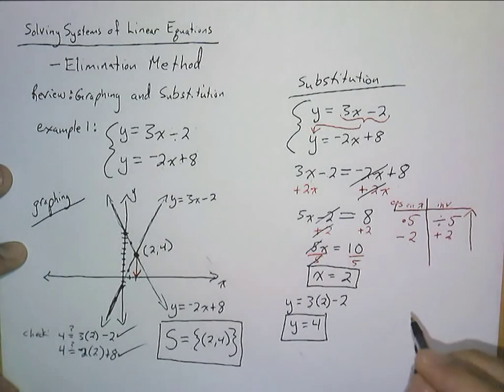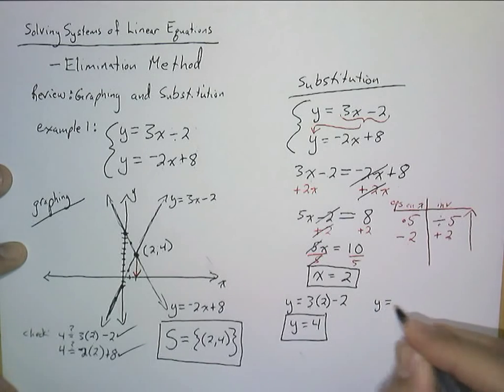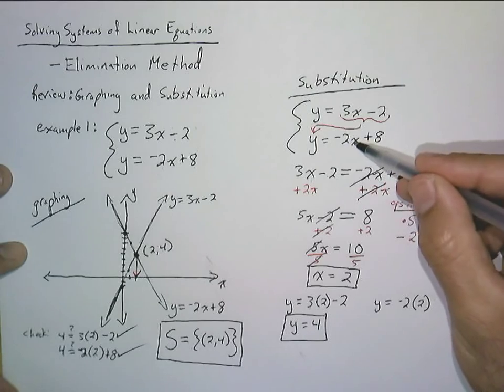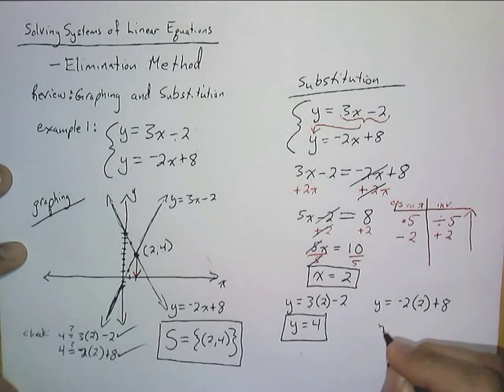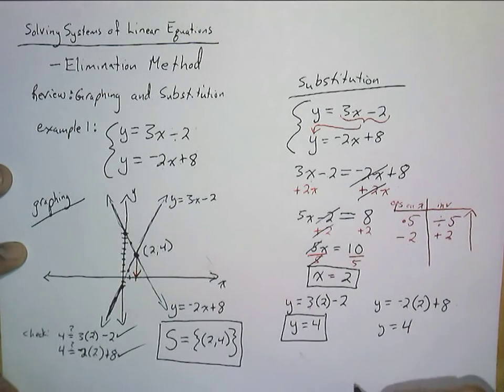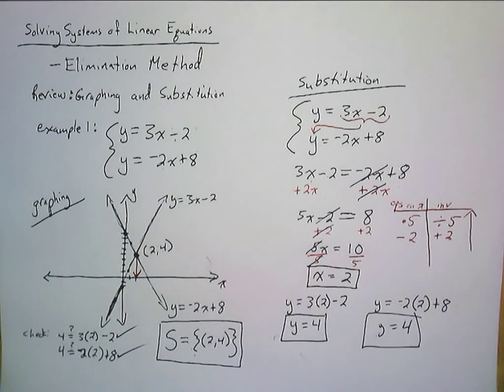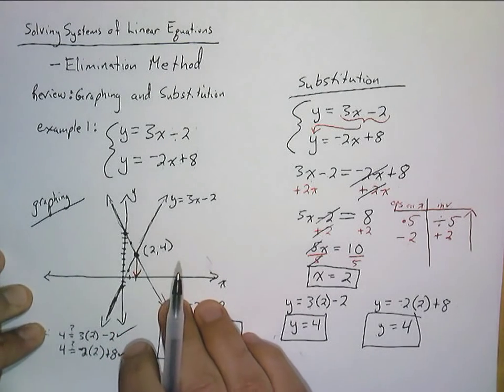Let's try the other equation too, just to make sure. y is equal to negative 2 times 2, plugging our x coordinate in, plus 8. And now y is equal to negative 2 times 2, which is negative 4, plus 8 is 4. Fantastic. Got the exact same answer. Good. So that was graphing and the substitution method. Now what we're going to do is move on to our new method called the elimination method.